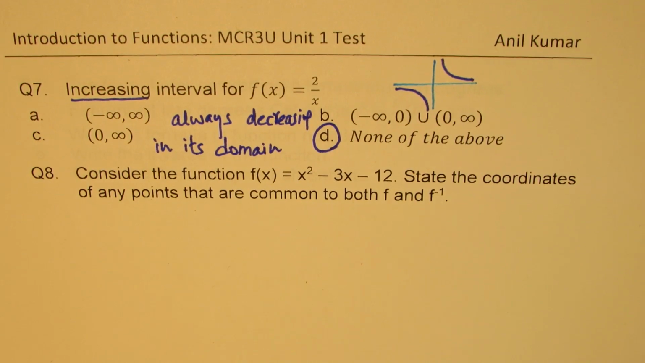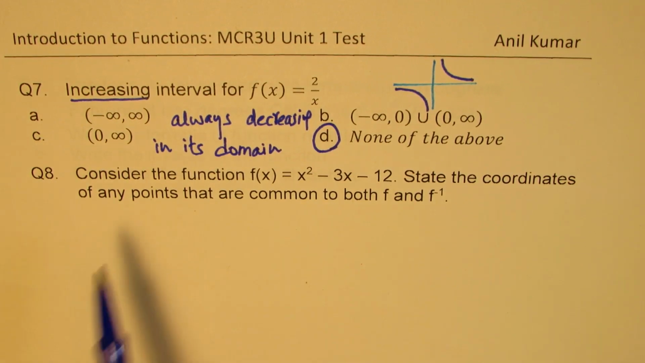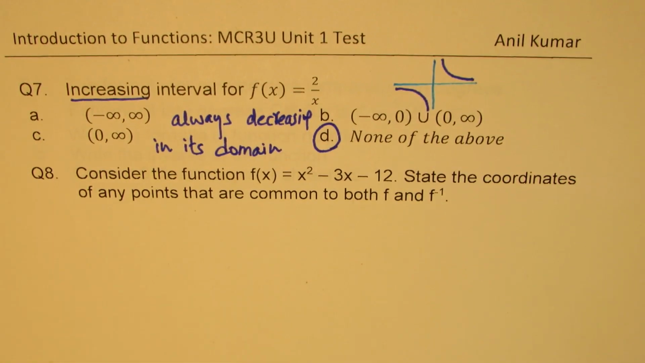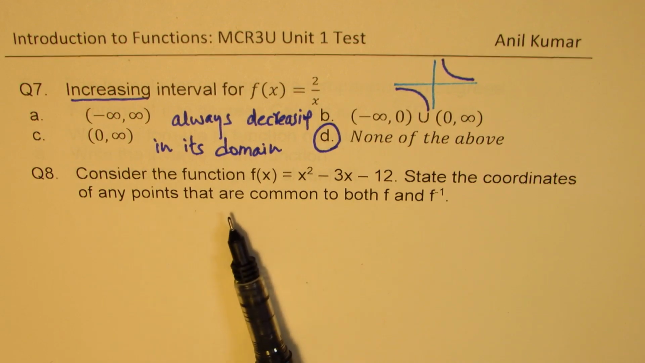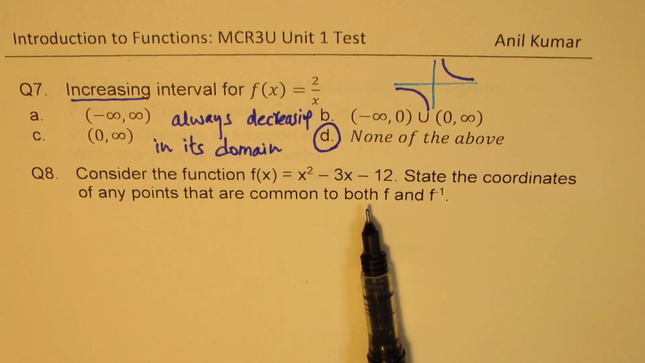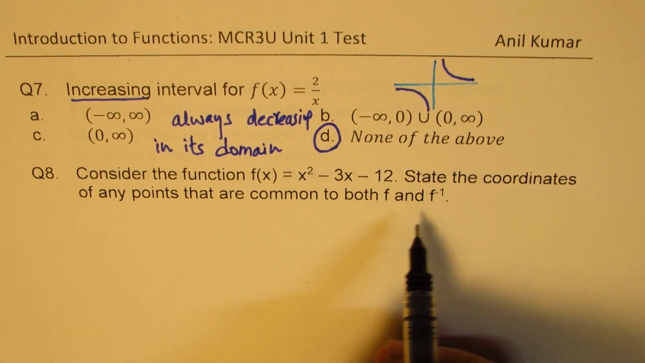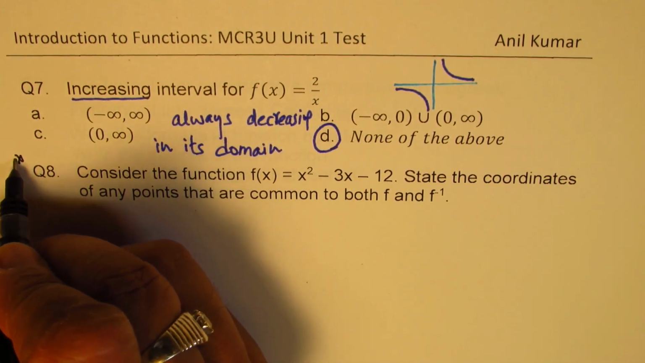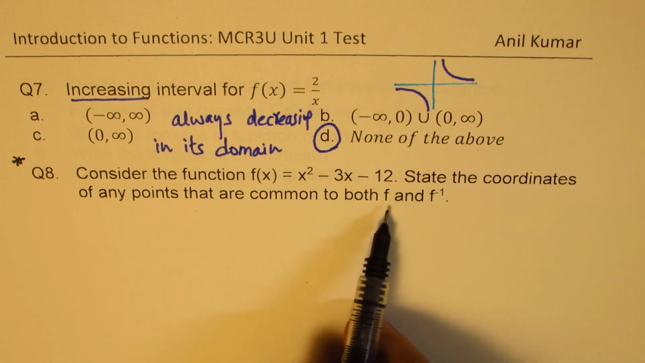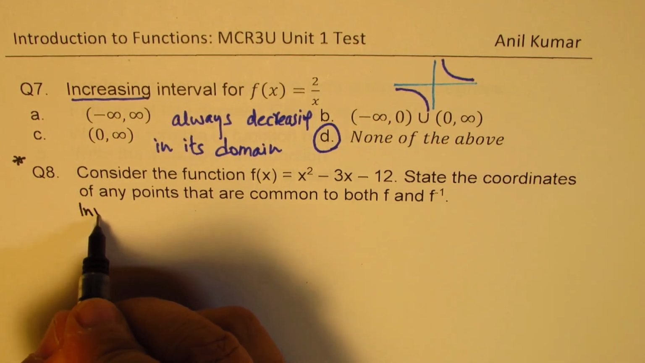The last question here on this page is question number 8. Consider the function f of x equals to x squared minus 3x minus 12. State the coordinates of any point that are common to both f and f inverse x. So what does that mean? So this is a tricky question. So I'd like you to really understand what it means. So we're talking about invariant points.